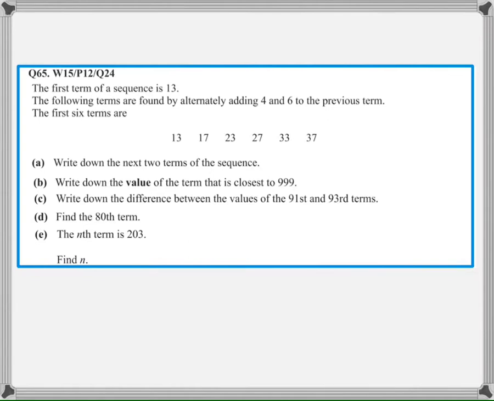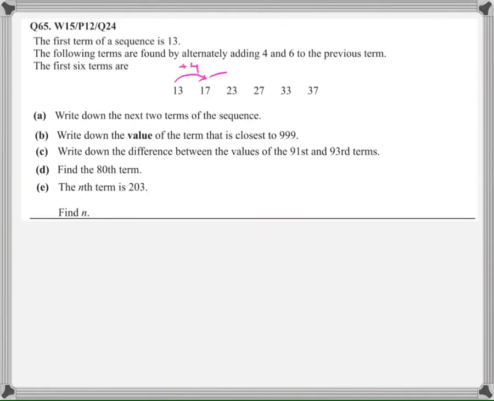The first part is just getting started. It's like an appetizer that you order in a restaurant. So it gets you warmed up for the main entree to come. Write down the next 2 terms of the sequence. Part B, write down the value of the term that is closest to 999. We'll come to that on the next page. So this is 4, this is 6, then a 4, then a 6, then a 4, then a 6, and so on.